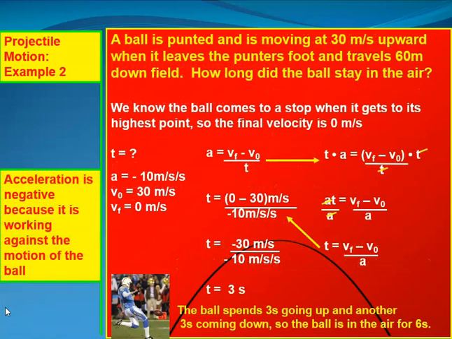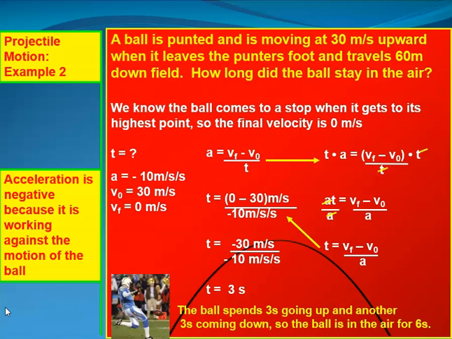A ball is punted and is moving at 30 meters per second upward when it leaves the punter's foot and travels 60 meters downfield. How long did the ball stay in the air? Well, we know the ball comes to a stop when it gets to its highest point, so its final velocity going up is 0. Now here acceleration is negative 10 meters per second squared. Why negative? Because we're assuming that the positive direction is going upward. That means acceleration is pulling it down in the negative direction.